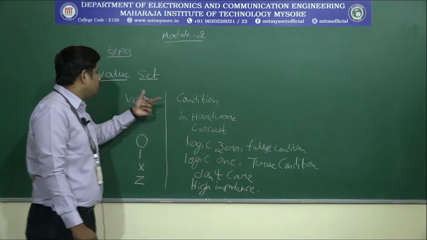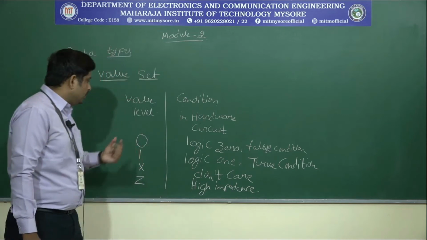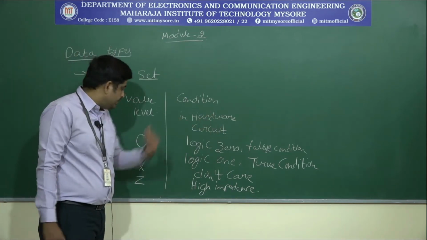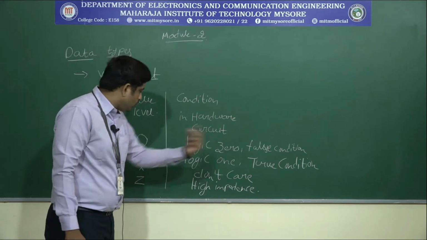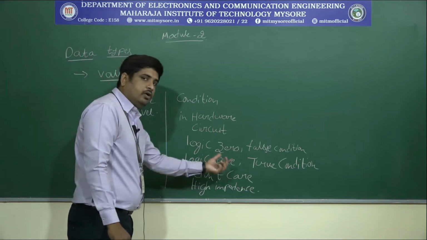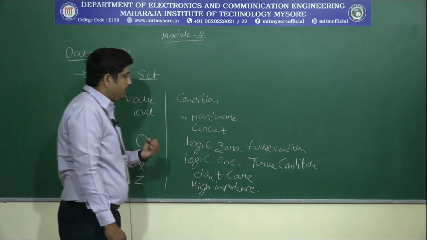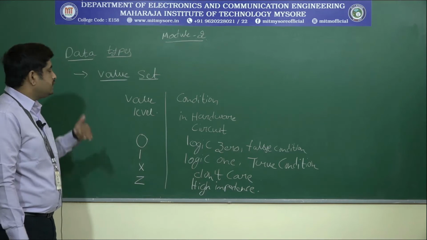I repeat again, 2 columns: value level, then condition in hardware circuit. When you apply 0, it's a logic 0, then it's a false condition. When you apply 1, it's a logic 1, then it's a true condition. When you apply x, it's a don't care, either 0 or 1. Last one is z, which is high impedance. So these are the value sets. Next we consider the strength levels.